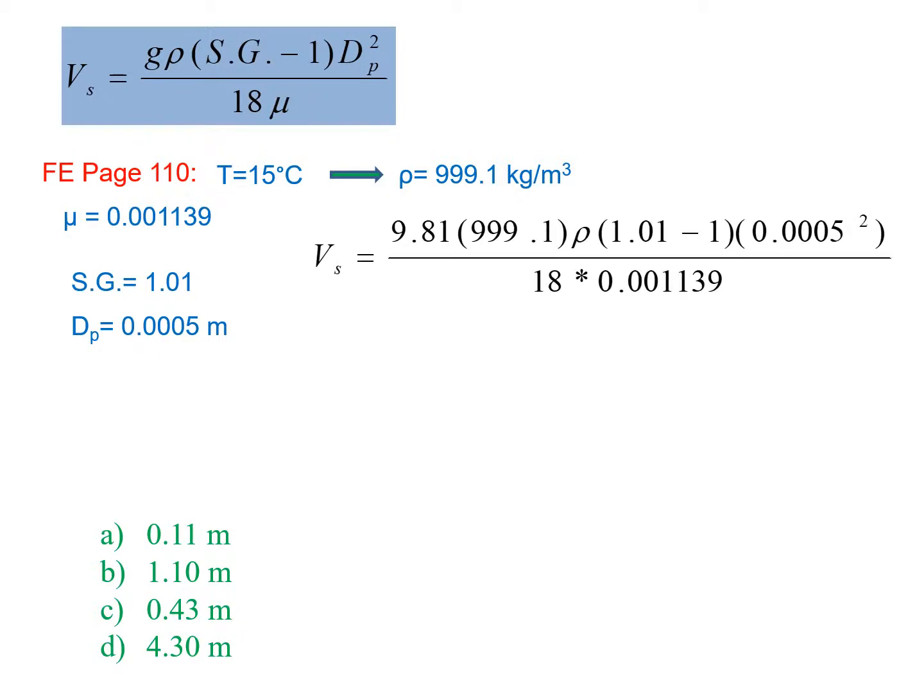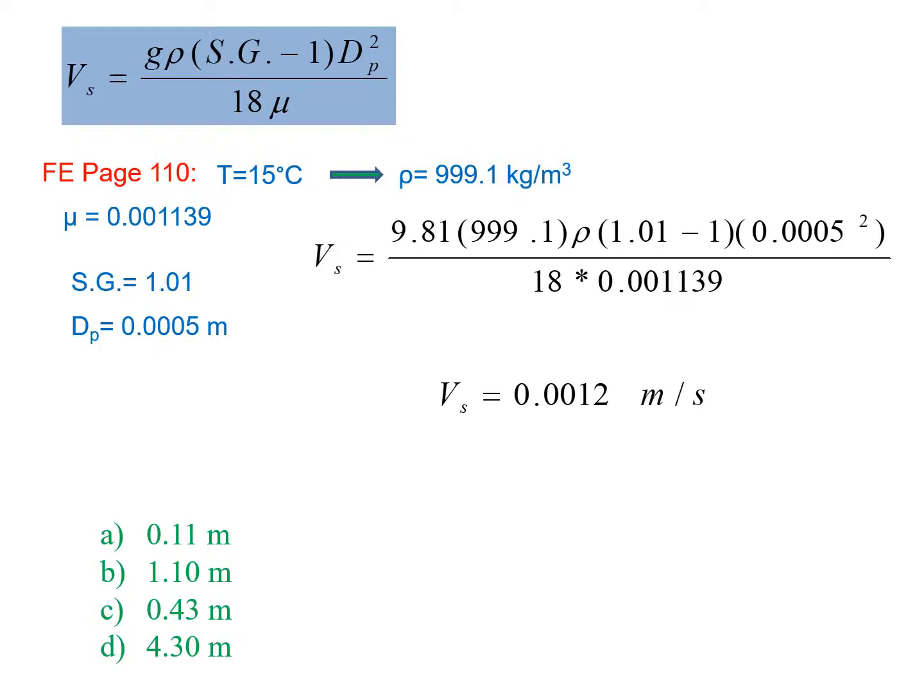So let's plug numbers in. 9.81 times 999.1 times, there's a typo here, and then (1.01 minus 1) times 0.0005 squared over 18 times 0.001139. Take your time and pause the video here and try to find the answer. If you find it, the answer will be 0.0012 meters per second.